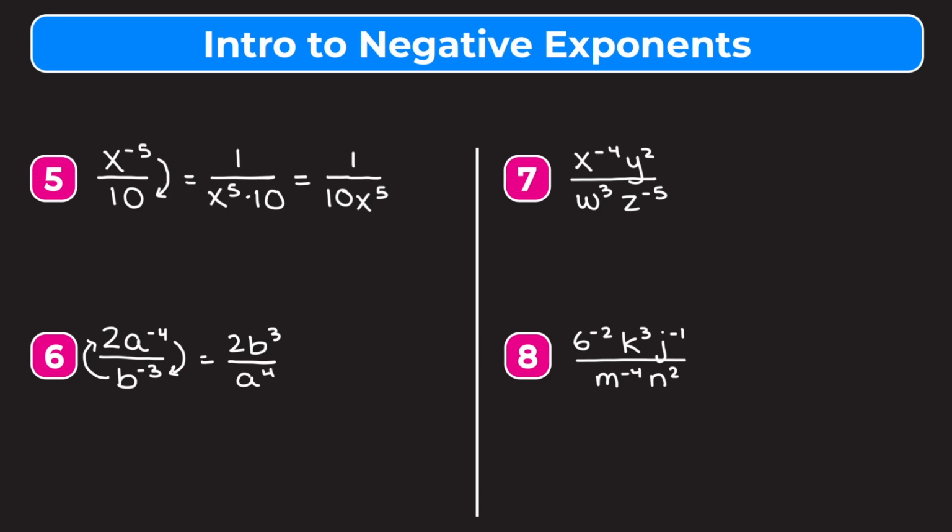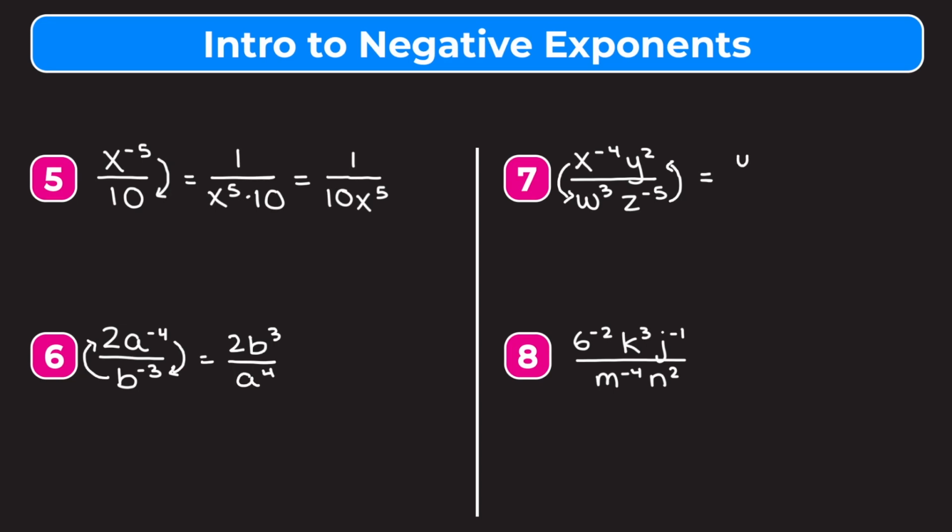Moving on to example 7, I encourage you to pause the video and try these last 2 examples on your own, and then you can watch me work through them to make sure you've solved them correctly. We've got 4 things here: an x, a y, a w, and a z. We have to figure out what's being raised to a negative and what's being raised to a positive. The only 2 things being raised to the negative are the x and the z. Our x is going to move to our denominator, our z is going to move to our numerator, and our y and w are going to stay where they are.